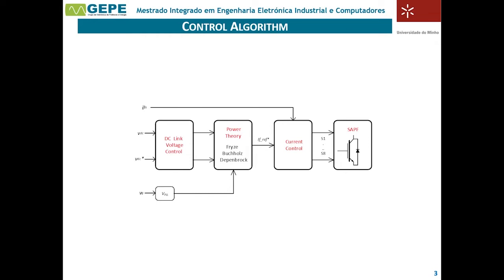The image in this slide presents the control diagram block. The algorithm starts by calculating the necessary power to properly control the DC links, and then the FPD power theory is applied, which allows us to calculate the grid current reference, resorting to a PLL because the grid voltage can be distorted. The calculated reference current is compared with the grid current in order to minimize the error.